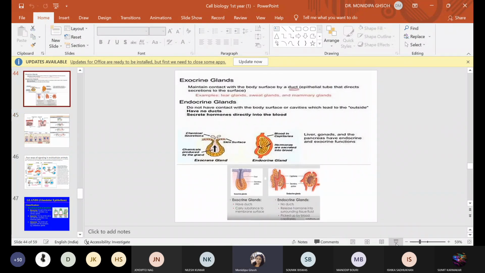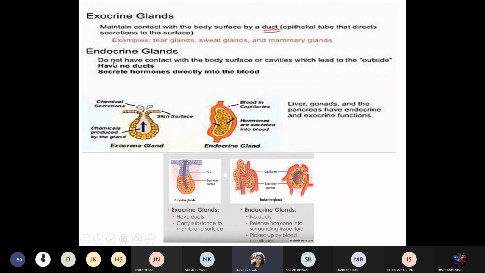Now, there are basic differences between endocrine glands and exocrine glands. Exocrine glands maintain contact with the body surface by a duct. They have a duct. How does this look? It is an exocrine gland, and they have this duct-like structure, appendages, where inside the gland the chemical is synthesized. It is taken outside through the duct and released just outside the cell.